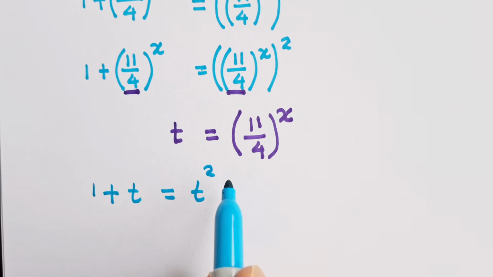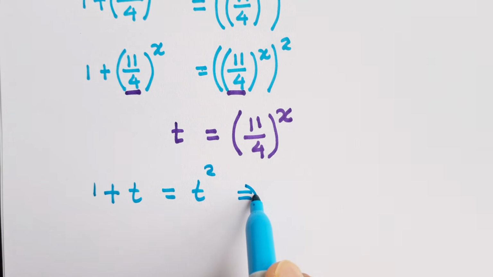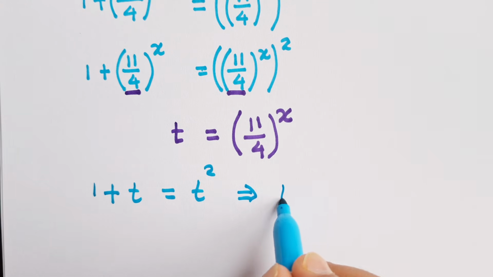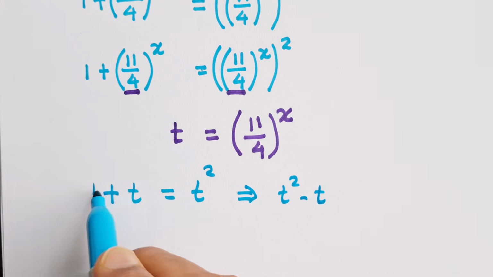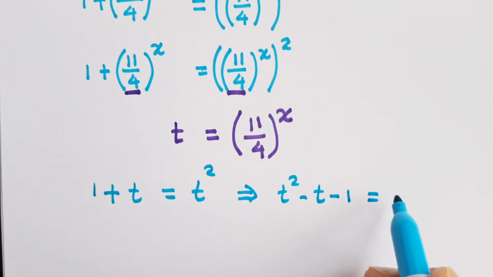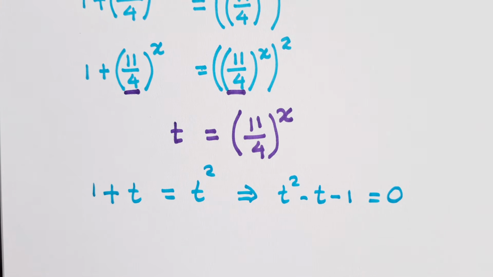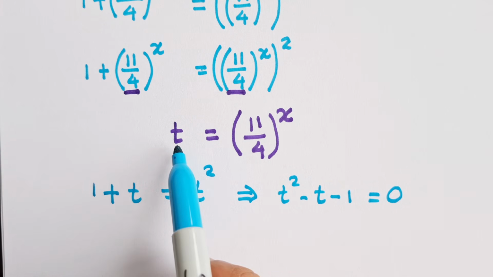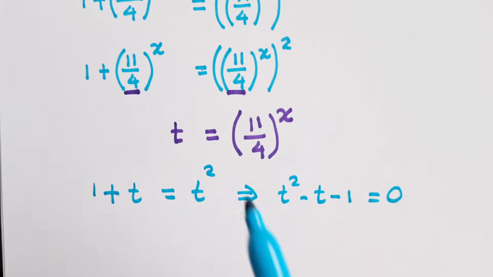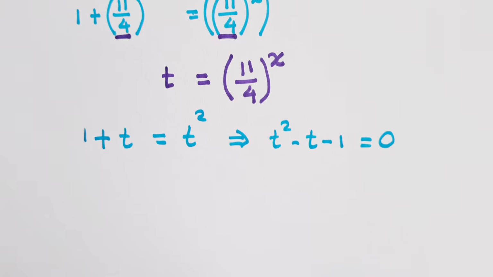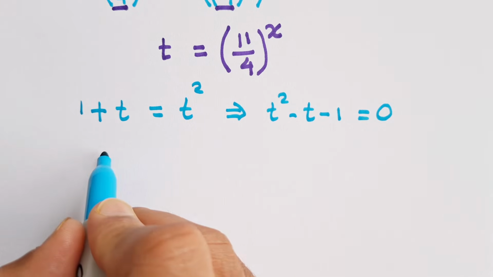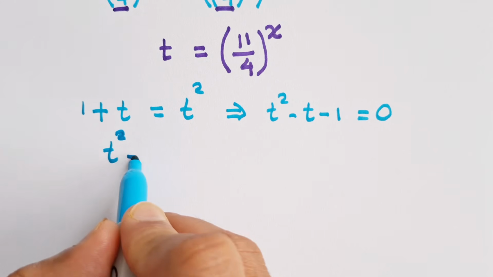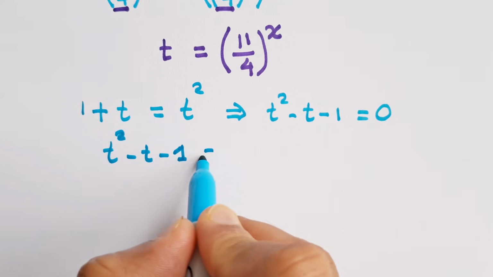Now I am going to take all the terms to one side of the equation. Then we have t squared, plus t coming to this side will become minus t, plus 1 coming to this side will become minus 1 is equal to 0. Now we have a beautiful quadratic equation. If I solve this quadratic equation for t, then I can find the value for x. So I'm going to use the common formula to solve this quadratic equation.